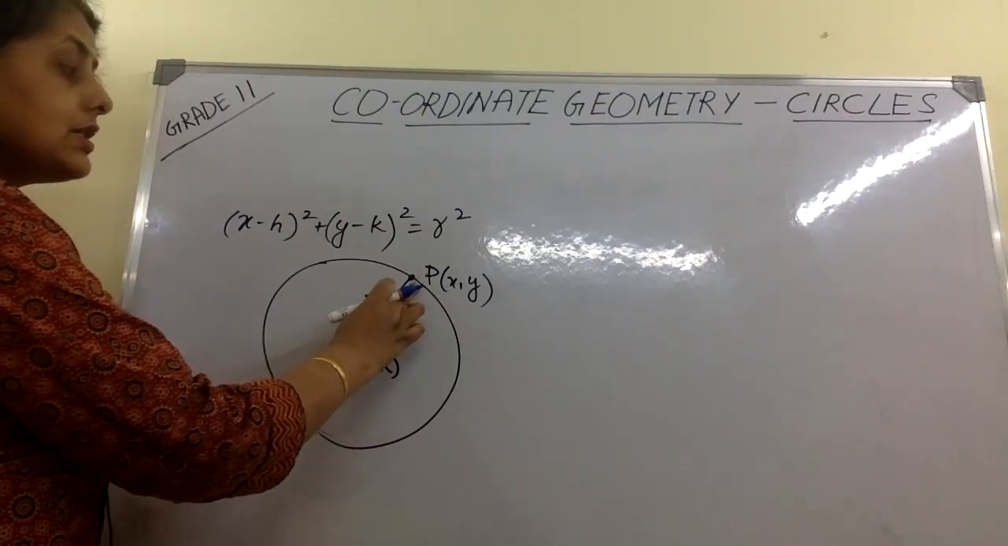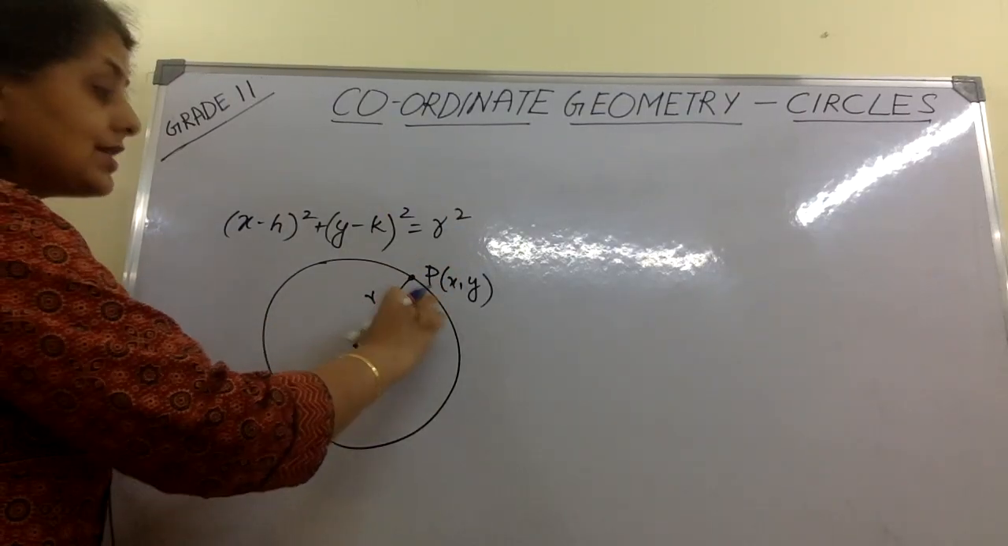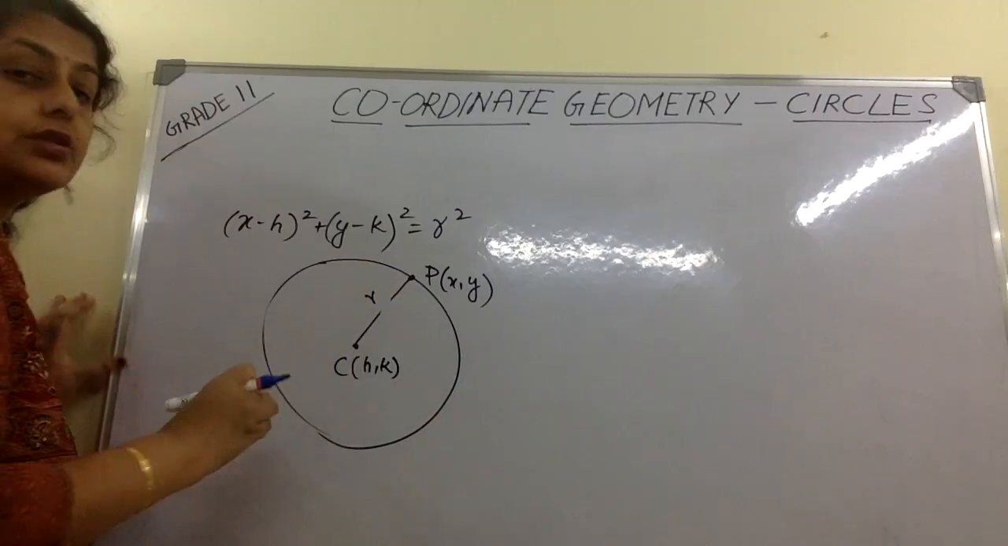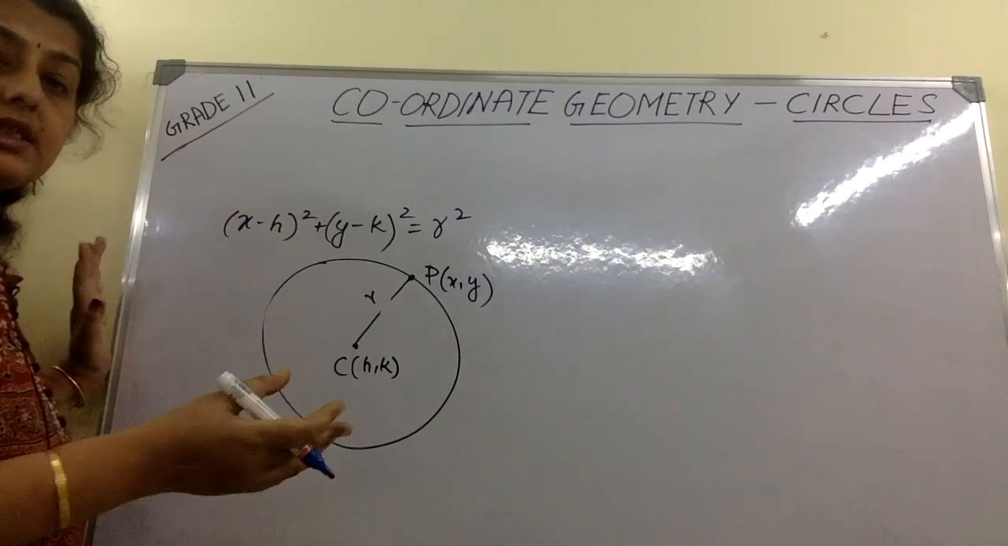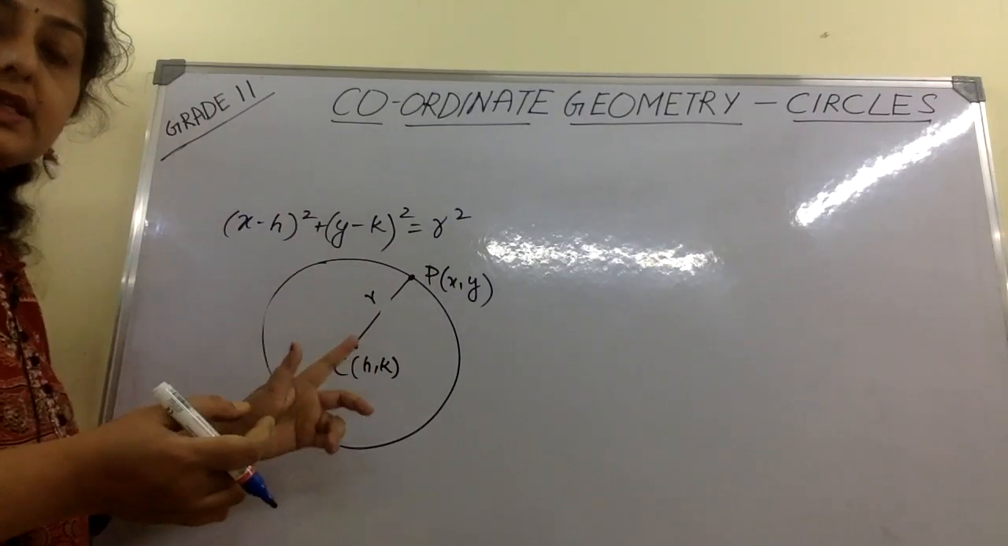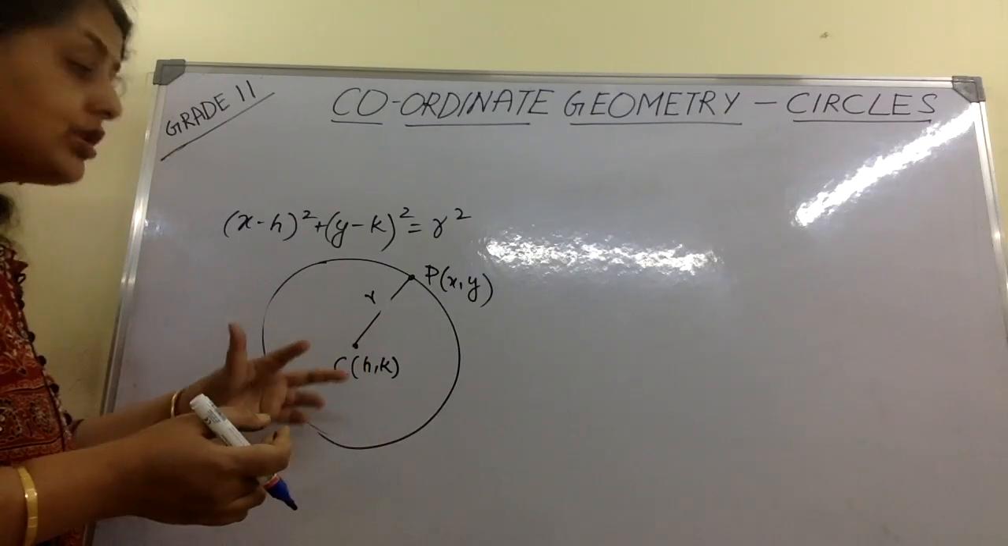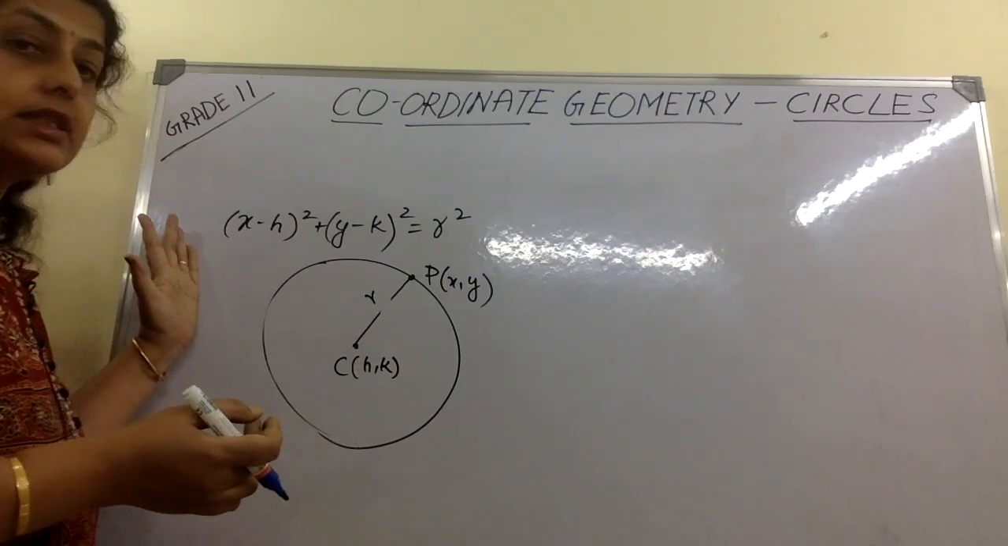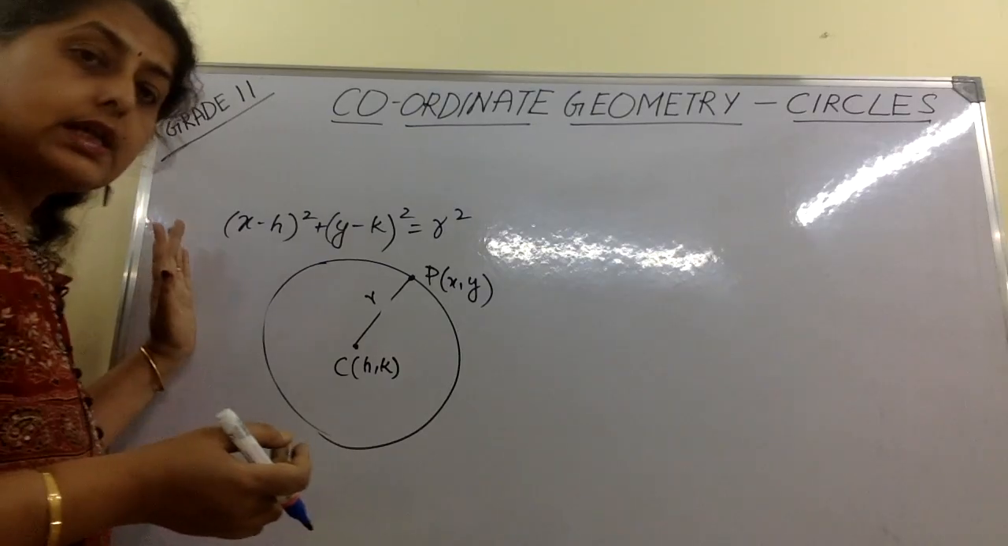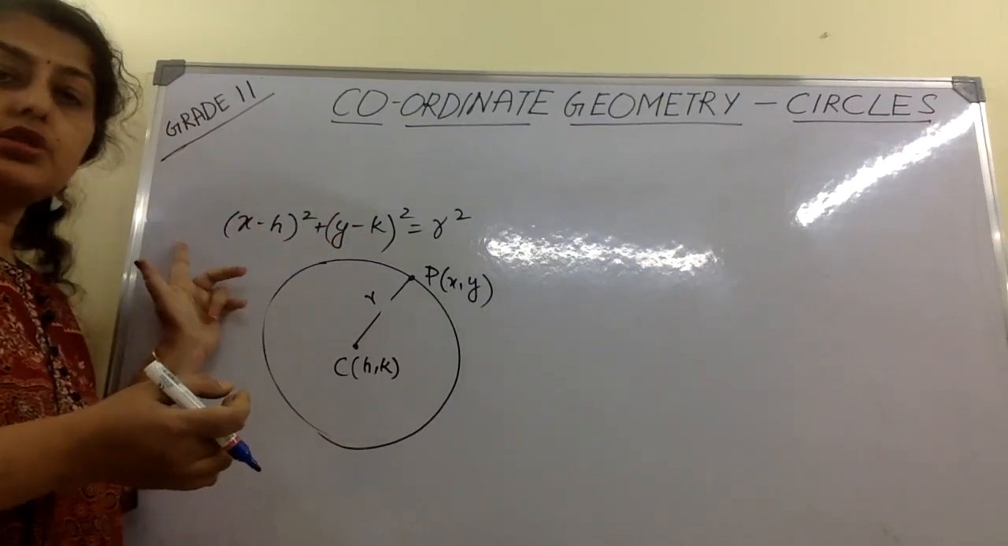Now P(x, y) is not just one point. P(x, y) is a general point. You can take it anywhere on the circumference. That is P(x, y). (h, k) is a fixed point which is the center. So if the center is given, and the length of the radius is given, then this becomes the equation of the circle.